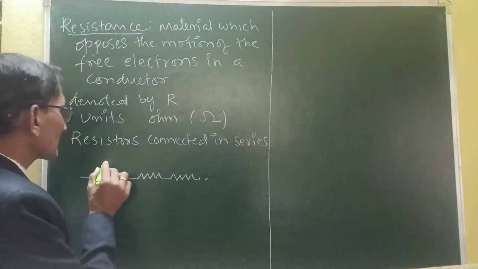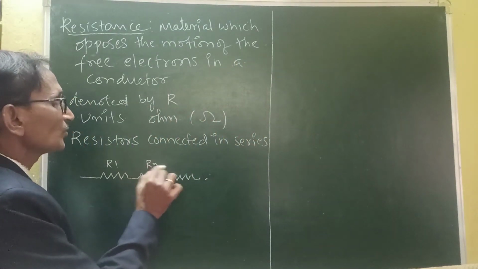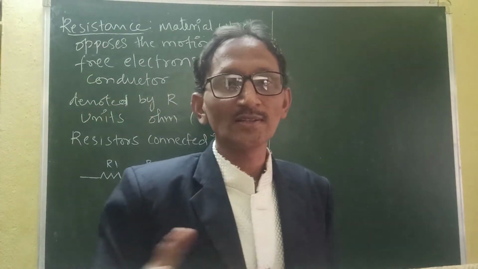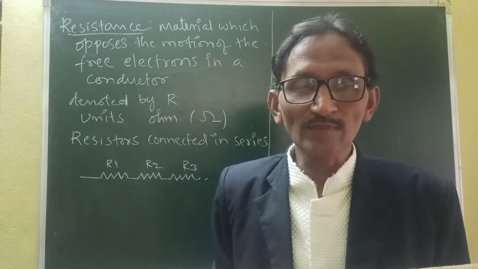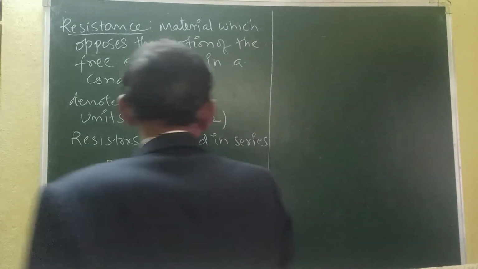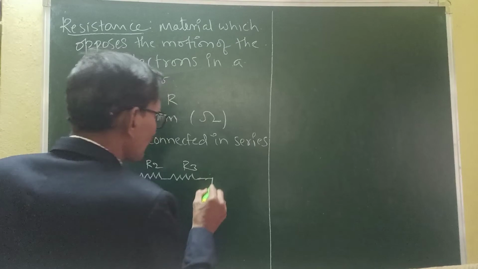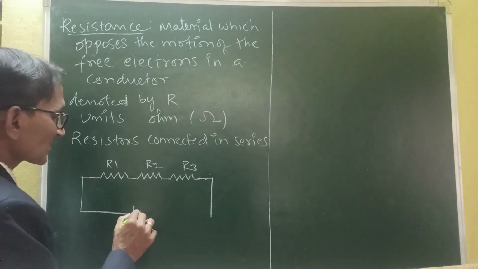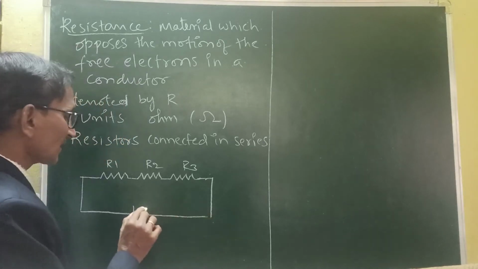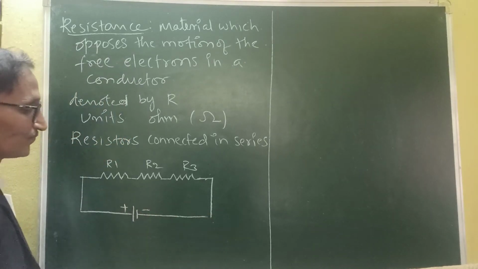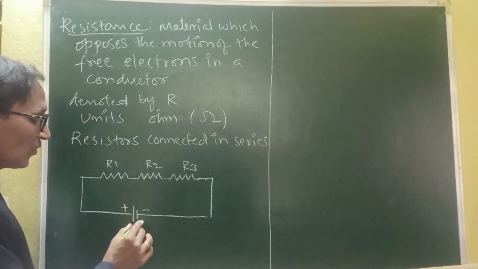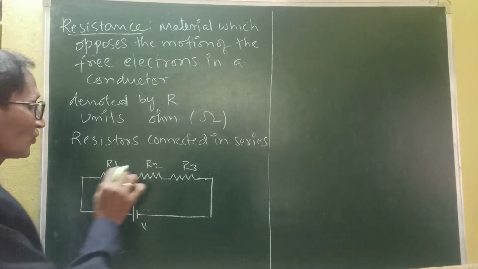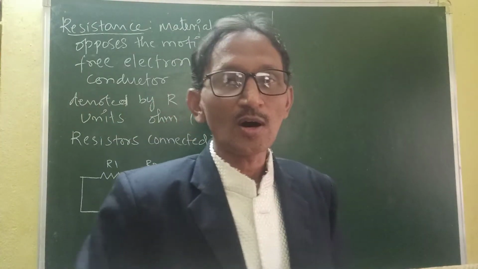So I am naming this resistor R1, this resistor R2, this resistor R3. All these three resistors are connected end to end directly to the polarity of a battery. That means the other end is connected to the positive or negative terminal of a battery, and the first end is connected to the negative or positive terminal of the battery. So let us connect the negative and positive over here. From the battery of V volts, the current comes out from the positive terminal and flows across the resistors R1, R2, R3.